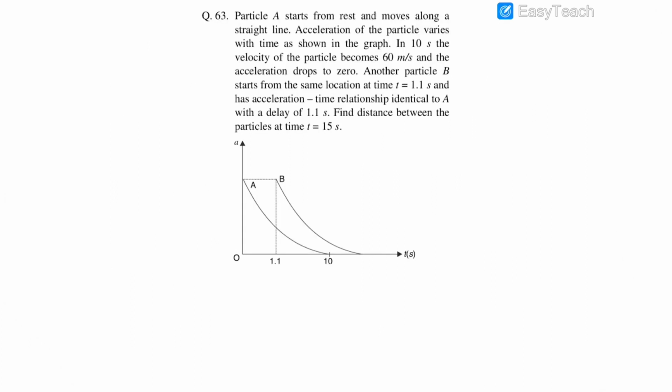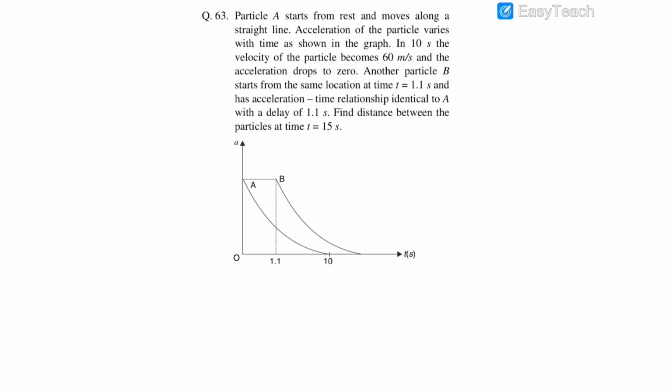In this question, you can see that there are two particles A and B which start from rest from the origin, and their acceleration time graph is shown. The only difference between A and B is the fact that B has started after a delay of 1.1 seconds. So we have to find out their displacements, or in fact the difference of their displacements, or the distance between these two particles finally. So let us analyze their velocity time graph.